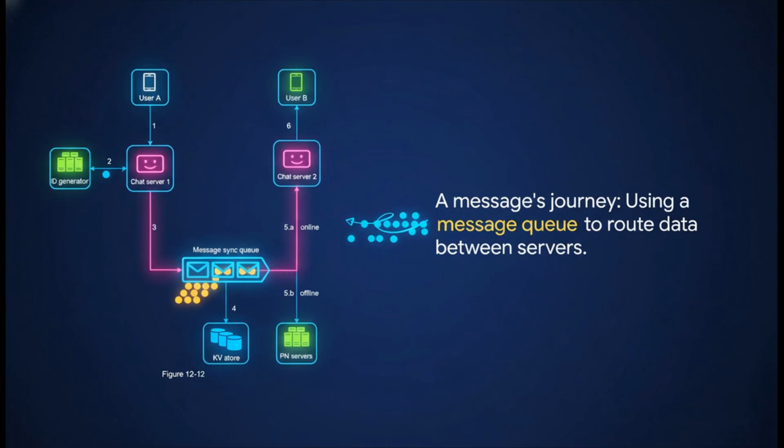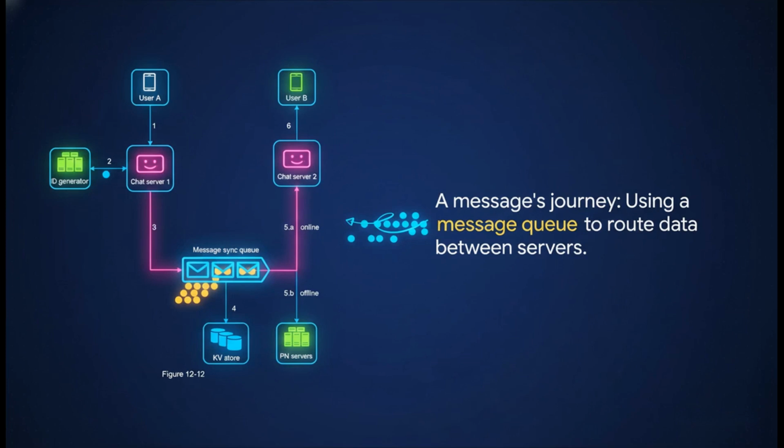So let's follow a message from start to finish. Step 1, Alice types her message and hits send. It goes down her open WebSocket to chat server 1. Step 2, server 1 doesn't know what to do with it, so it just drops the message into a central message queue. Think of it like a massive highway for all messages.